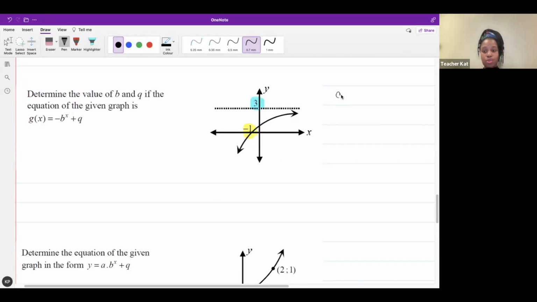In this case, we've been told that g of x is negative b to the power of x plus q. All right, now let's get substituting. Yes, decreasing graph with a positive asymptote, yes. And then an increasing graph with a negative asymptote. You guys get the point. All right, let's look here. Where do I substitute first? Where can we substitute first?